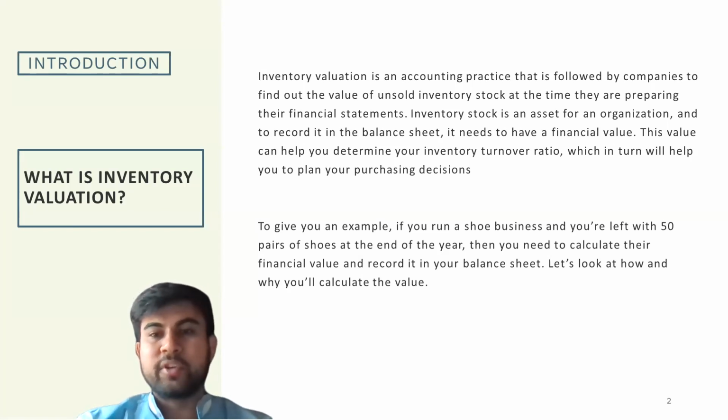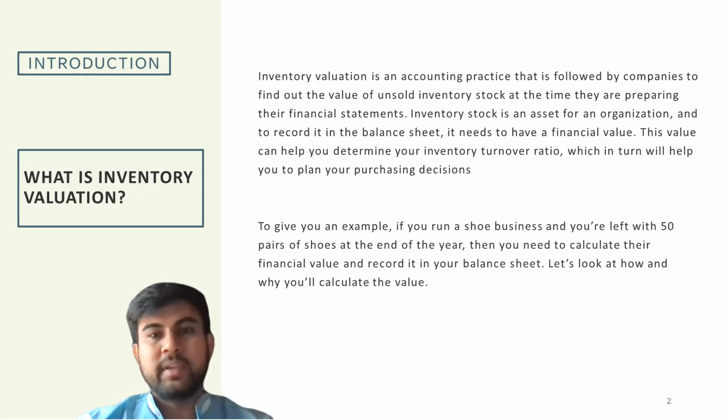Inventory stock is an asset for an organization, and to record it in the balance sheet, it needs to have a financial value. This value can help you determine the inventory turnover ratio, which in turn will help you to plan your purchasing decisions. Basically, in simpler terms, it is the inventory that has been sold and unsold in an entire year.